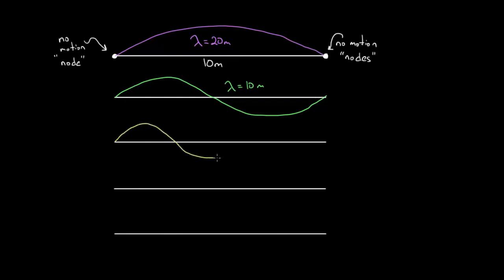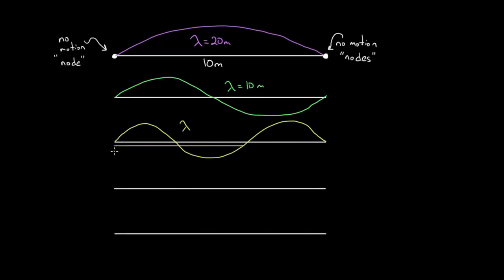It has two nodes in the middle. Note, you keep picking up another node in the middle. Fundamental has no nodes in the middle. Second harmonic has one node in the middle. Third harmonic will have two. The fourth will have three, and so on. So what is this wavelength? This one's a lot harder for people to figure out. So let's look at this. One wavelength is all the way to here. So this is a wavelength.